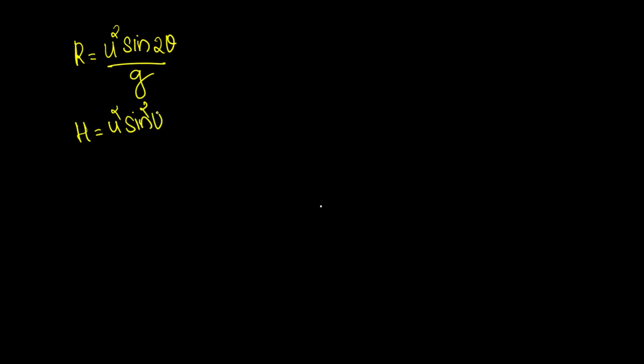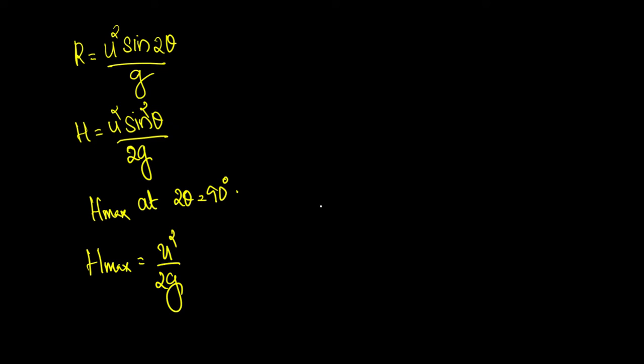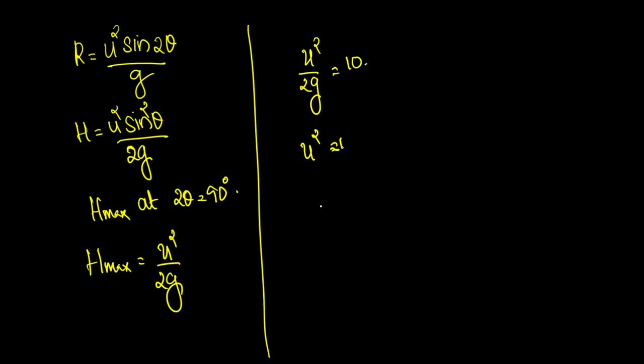So yes, as you can see, the range can be given by the formula u square sine 2 theta by g, and the height is u squared sine square theta by 2g. And the h max when 2 theta is equal to 90 degree, that is the h max is u squared by 2g, right?